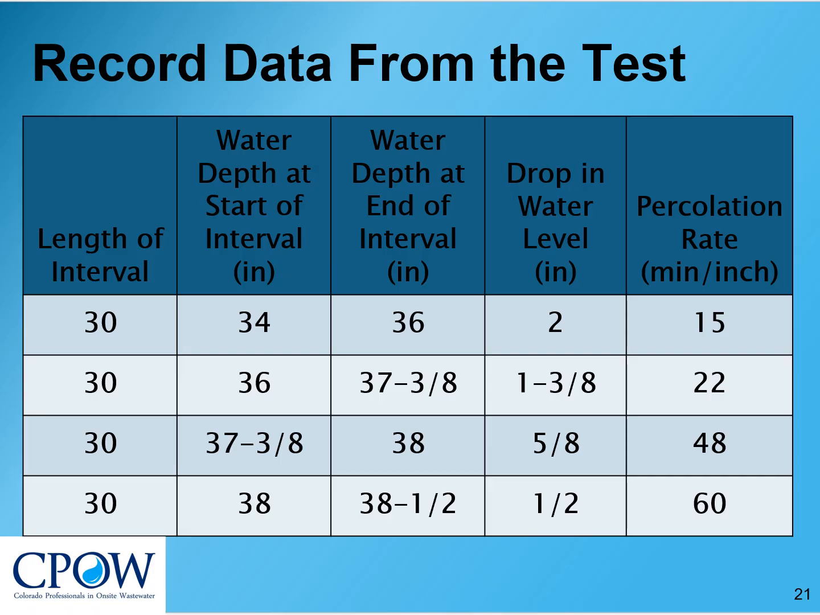When recording our percolation data, we want to record the length of the interval, the water depth at the start of the interval, and the water depth at the end of the interval. Then we are going to subtract the water depth at the end of the interval from the water depth at the start of the interval to get the drop in the water level. So in the first row here, we have 36 inches minus 34 inches, which gives us a 2-inch water drop. And then the percolation rate in minutes per inch.